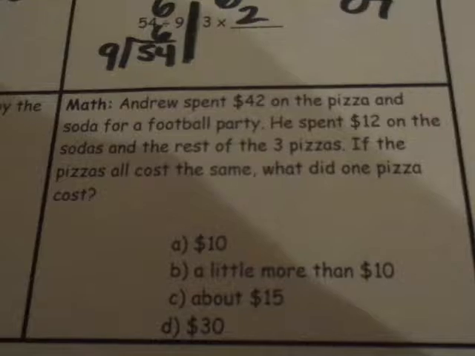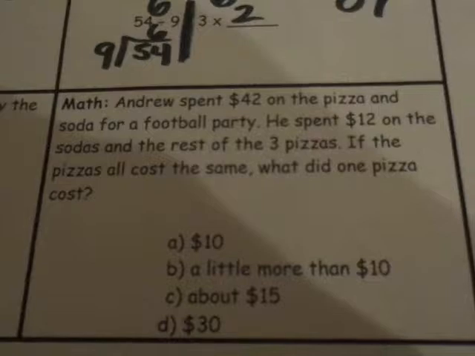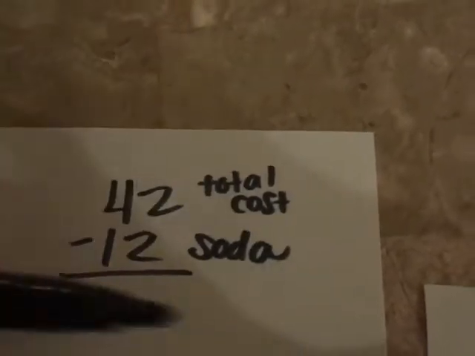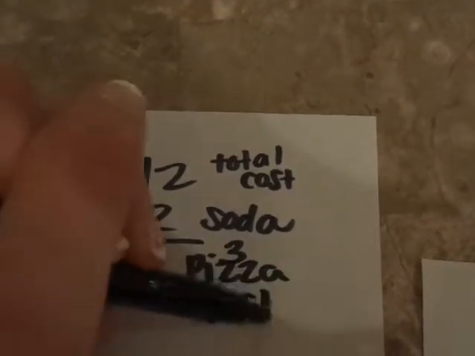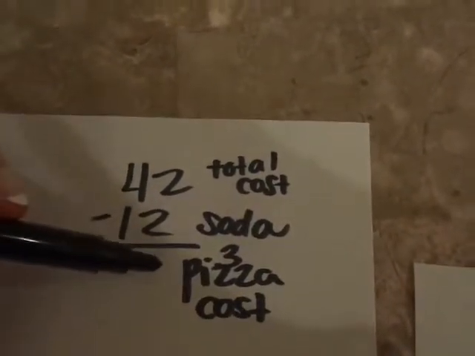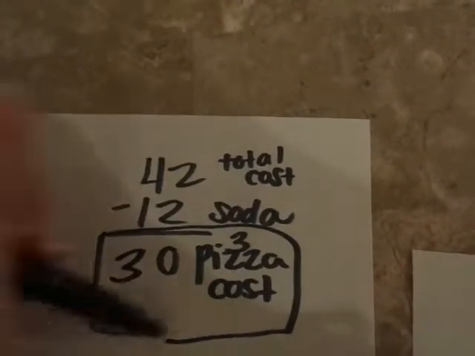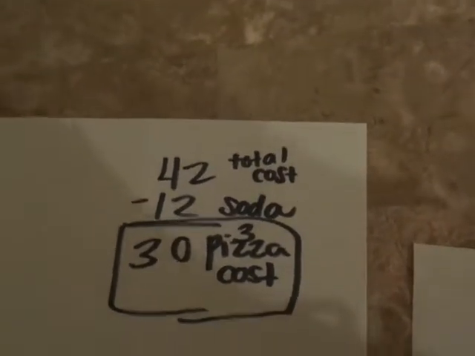We got $42 on the pizza and soda. We know the soda costs $12. So we got to take that from the 42. So we got to do 42 minus our $12. So we're taking total cost and subtracting the soda. And when we do that, we'll get the 3 pizzas cost. So 2 minus 2 is 0, 4 minus 1 is 3. So 3 pizzas cost $30. But that's not what the question's asking us for. We got to do one more step.